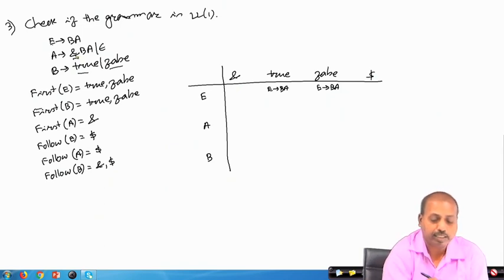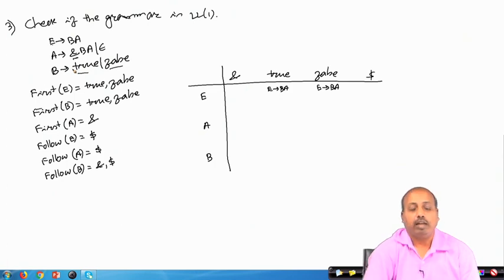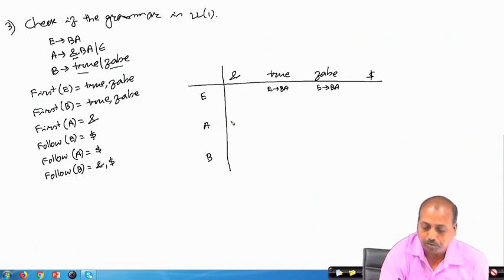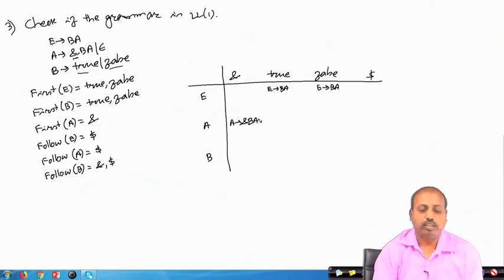Now, coming to the second rule, it says A producing ampersand B A. So, first of ampersand B A contains ampersand. So, there I should add this rule that A producing ampersand B A. So, this is added.